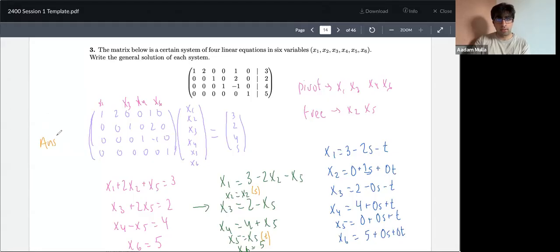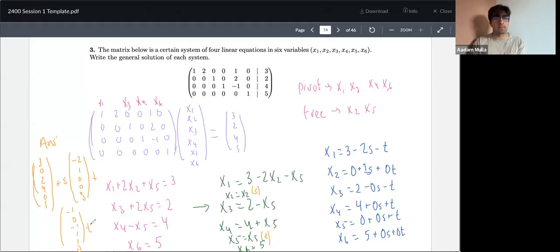So the answer is going to be your original vector, 3, 0, 2, 4, 0, 5, plus s times the first vector, negative 2, 1, 0, 0, 0, 0, plus t times this vector, negative 1, 0, negative 1, 1, 1, 0. Okay, so just like that. That's how you form the general solution.